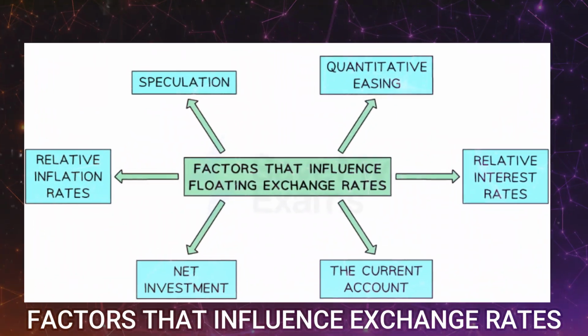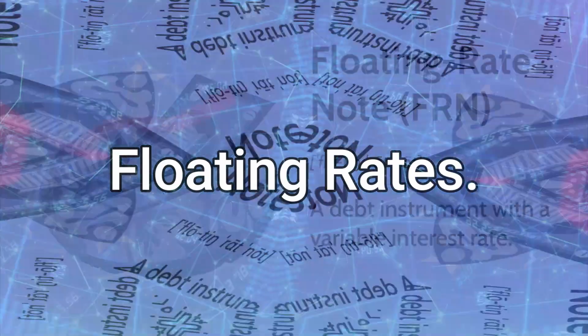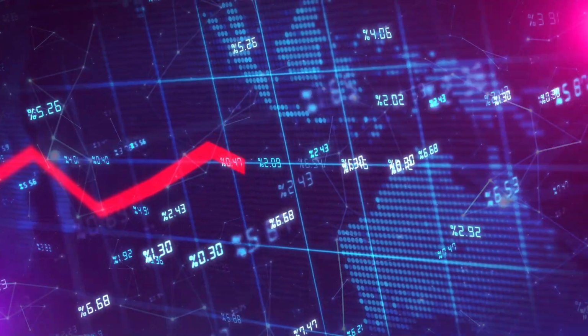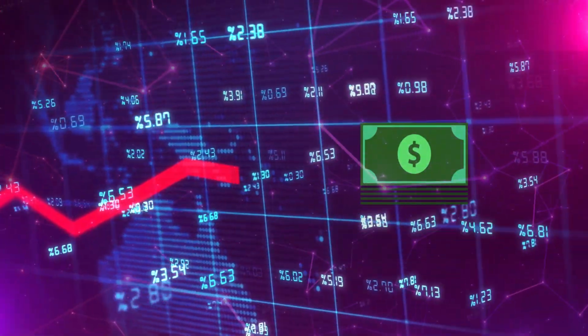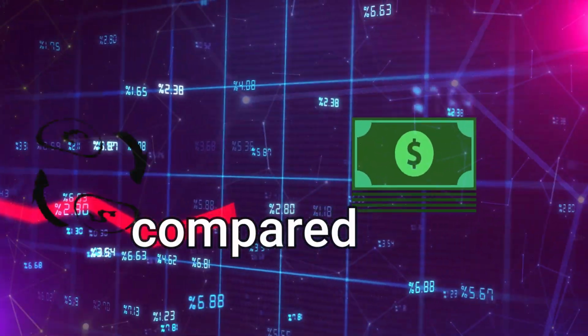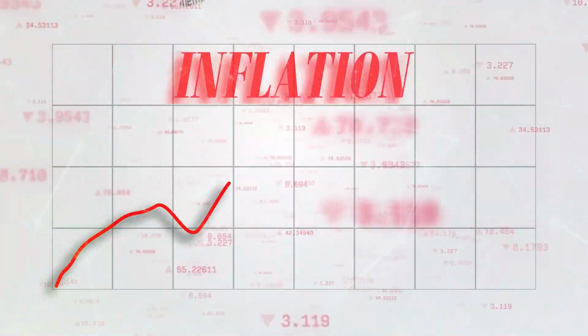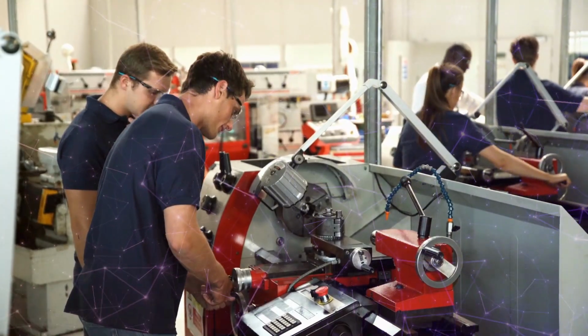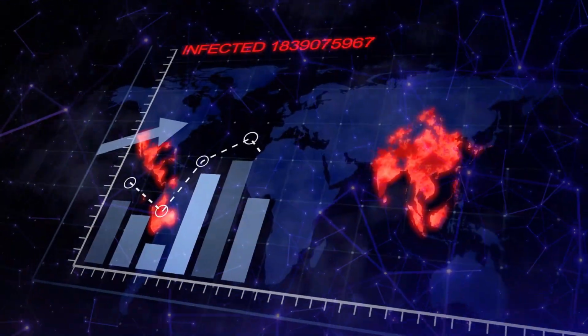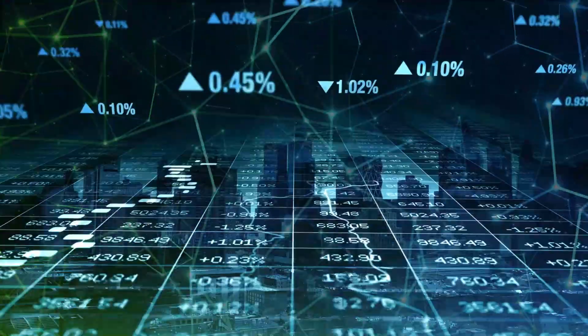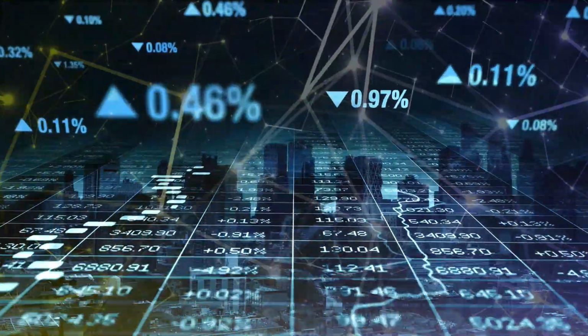Factors that influence exchange rates. Floating rates. Floating rates are shaped by supply and demand. High demand for US dollars boosts the price compared to the euro. Geopolitical and economic factors impact rates: interest rates, unemployment, inflation, GDP, manufacturing, commodities. Fluctuations reflect economic health, influencing currency demand globally. Rates constantly change due to these factors.